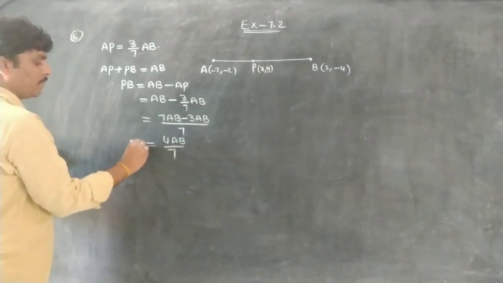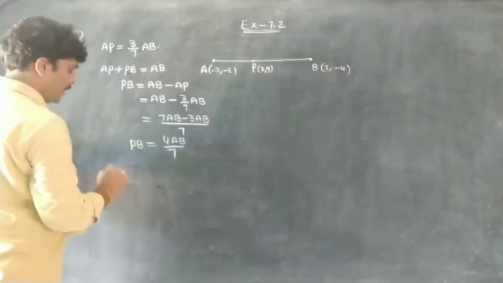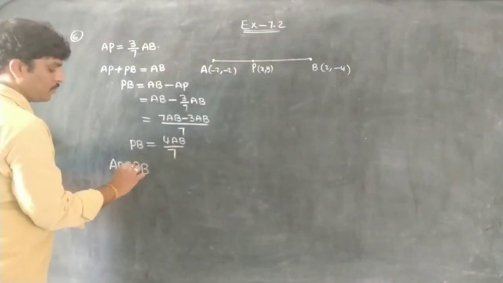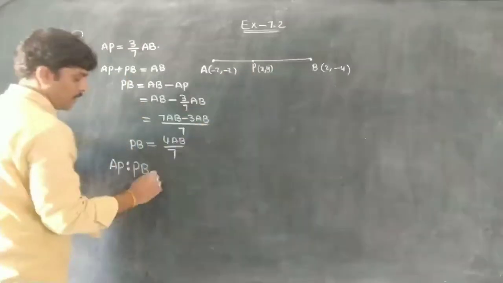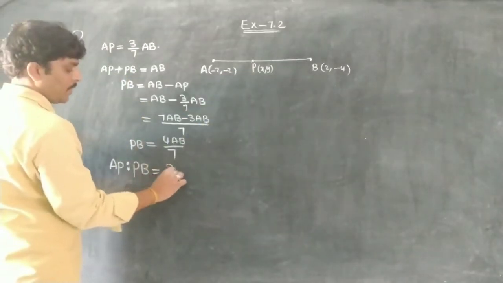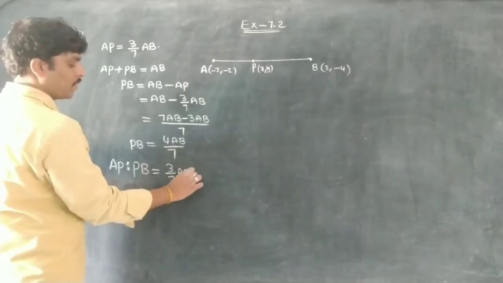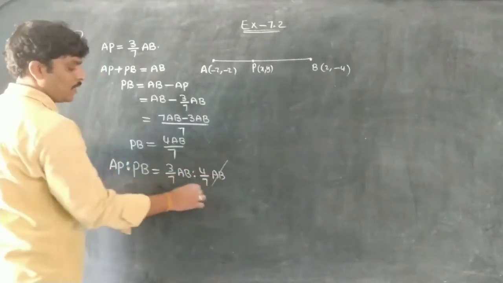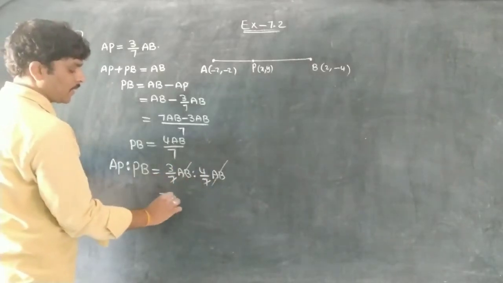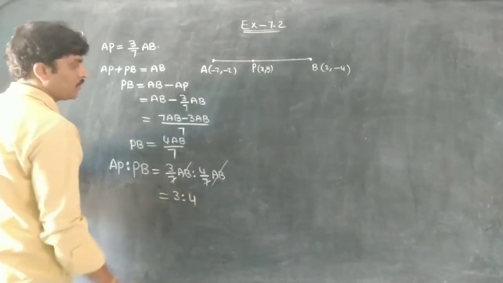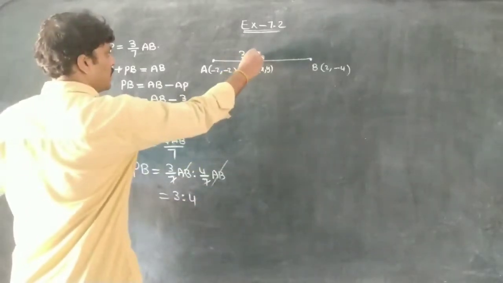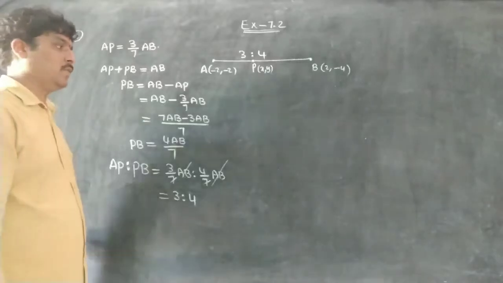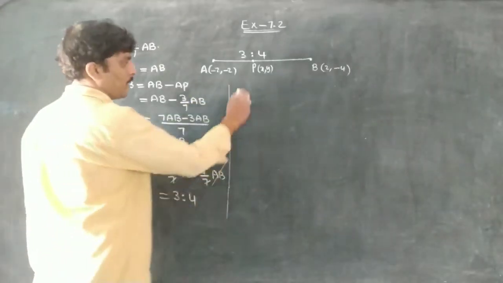That is PB. Okay, now AP is to PB, this is the ratio. AP is to PB is equal to 3 by 7 AB is to 4 by 7 AB. In this ratio, AB cancel, by 7 cancel. What is the ratio we get? 3 is to 4. Now it is very easy to find the coordinates of P by using the section formula.